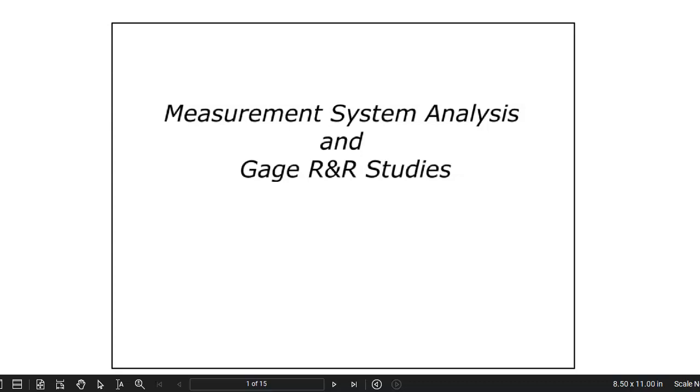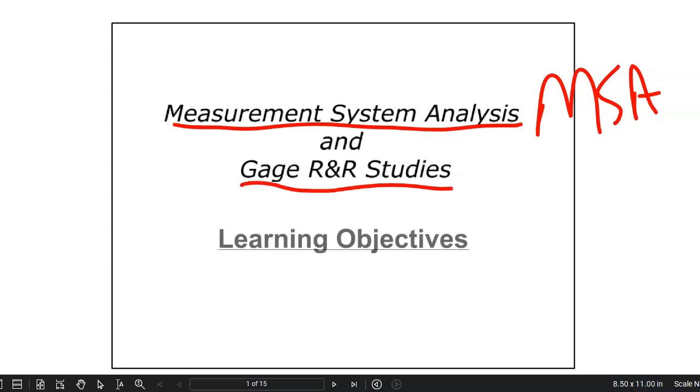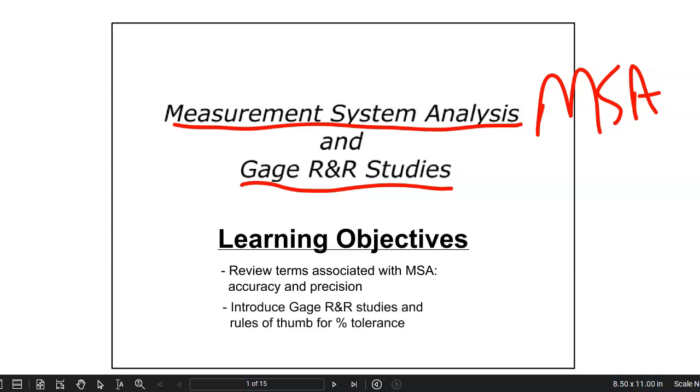In this video, I'd like to spend a little bit of time taking a look at measurement system analysis, sometimes called MSA, along with a particular type of experimental study called Gage R&R studies. Specifically, we'll introduce you to some of the concepts related to MSA, including accuracy and precision, and then we'll walk through some of the rules of thumb associated with a Gage R&R study. I'll probably spend a separate video walking you through a Gage R&R study using QI Macros as the tool of choice.